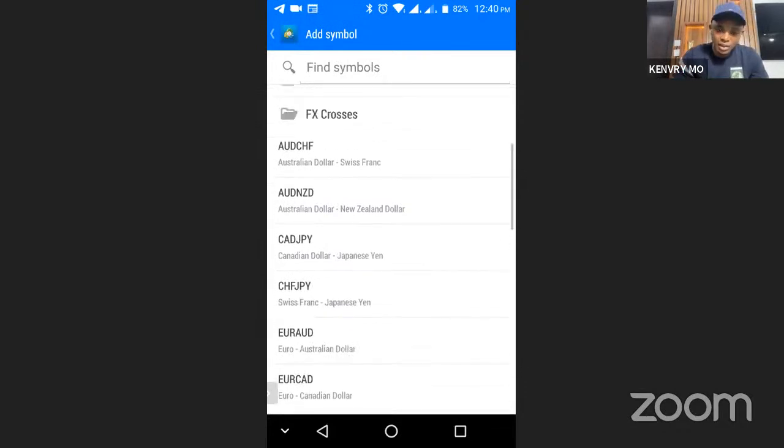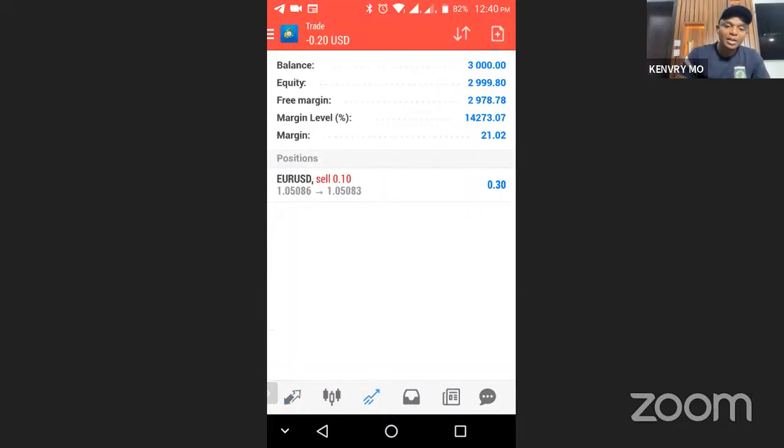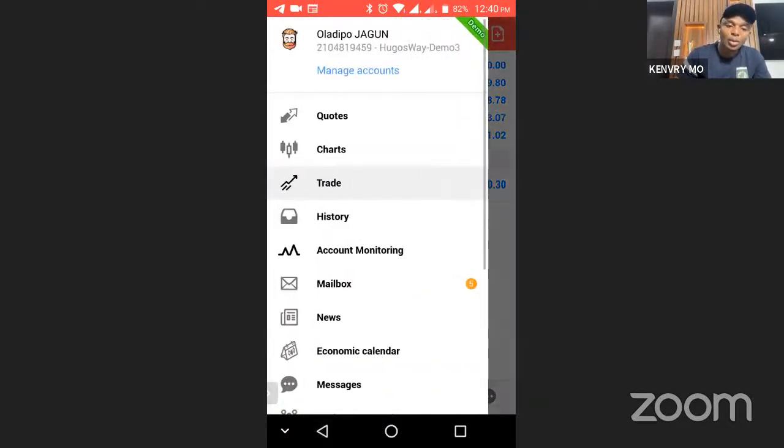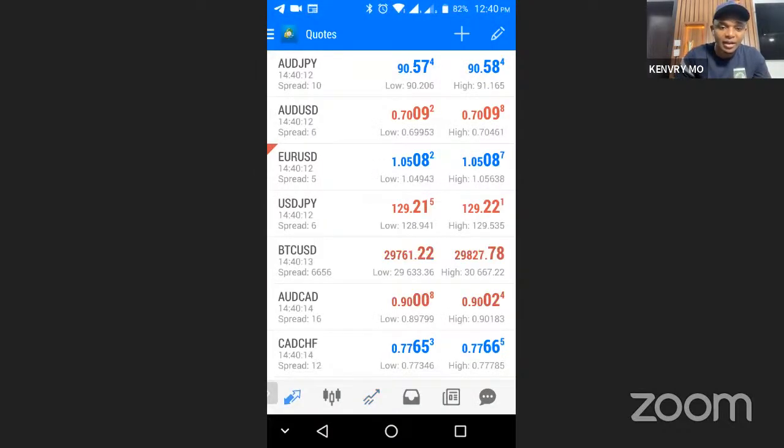You can go back. So any pair you don't see, just make sure you can find them either on the crosses or Forex pairs, or if it's crypto, you can add it. Now you go down to, yeah, I believe you set up your candles already, right? We did that. At least I was able to do that with the other phone.